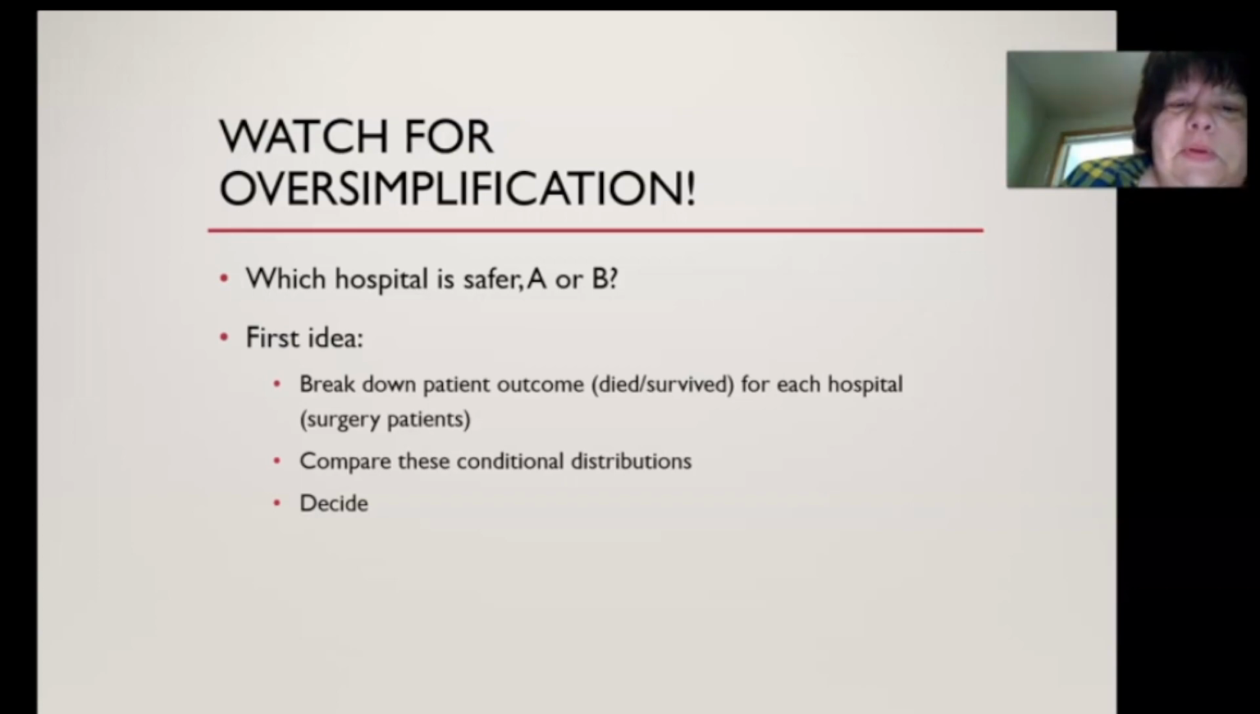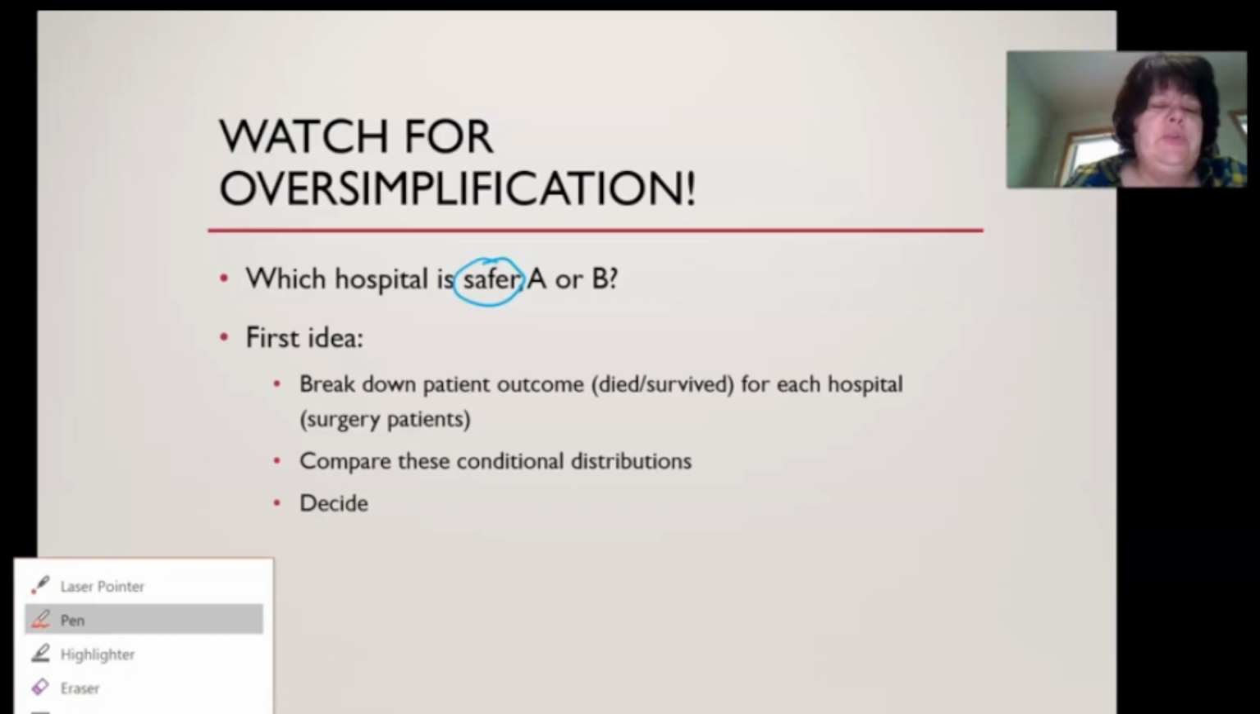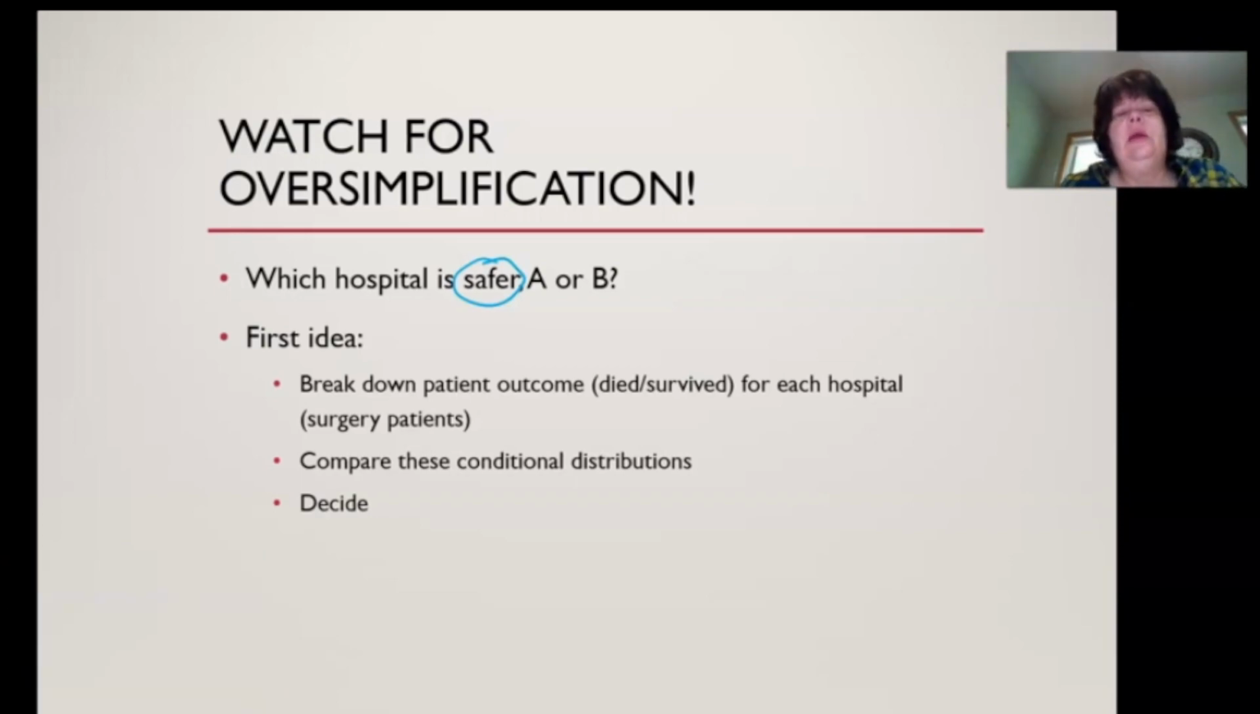If we oversimplify two-way tables, we might get ourselves into a little bit of trouble. And more importantly, when you're looking at other people's two-way tables, they might be getting into some trouble and you need to spot it. So here's the example. Which hospital is safer, A or B? Well, that's a hard question to answer when you're looking at the word safer. What does that mean? So first you have to define that.